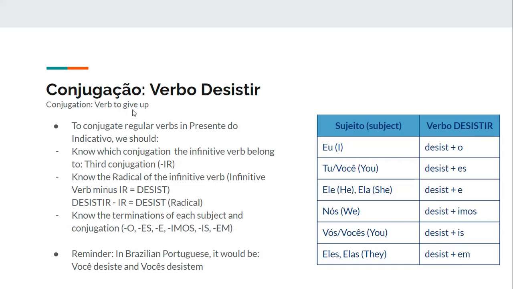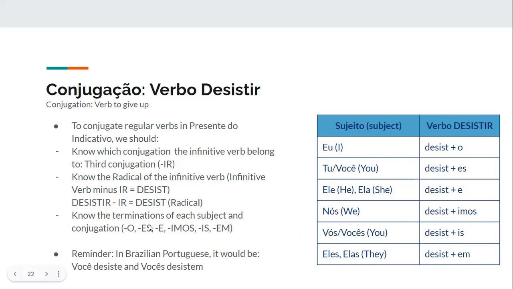Verbo desistir, to give up. So desistir, as you can see here, the last two letters are ir. So ir, it's from the third conjugation. This is your third conjugation. Then the radical: to get the radical, we must take the infinitive form minus the termination. So this is here minus ir, and then we have desist. So this is the radical, and here the terminations from that table, and putting it together, radical plus termination, we have desist plus o. Eu desisto, tu desistes, ele e ela desiste, nós desistimos, vós desistis, eles, elas desistem.